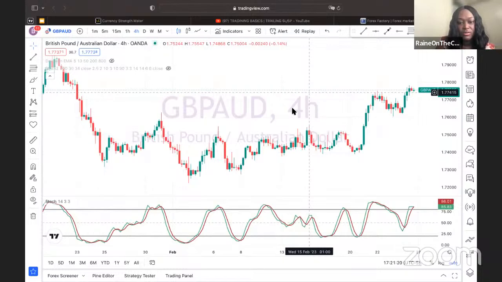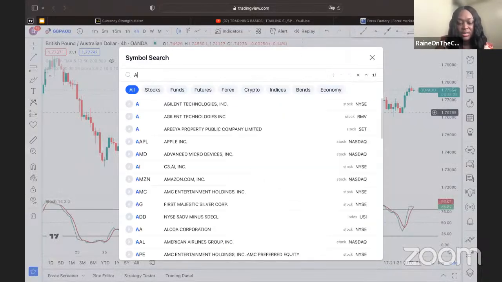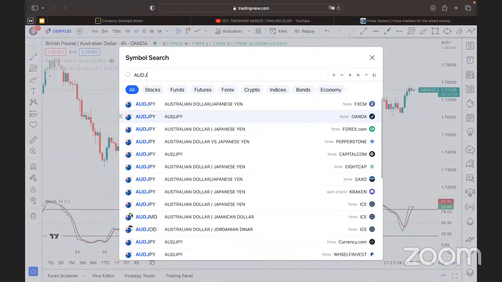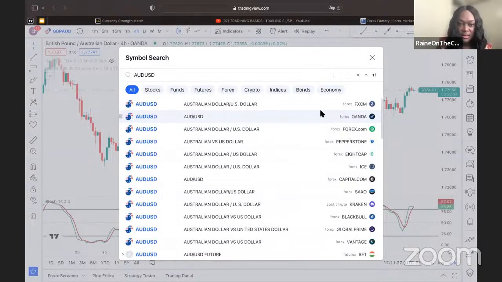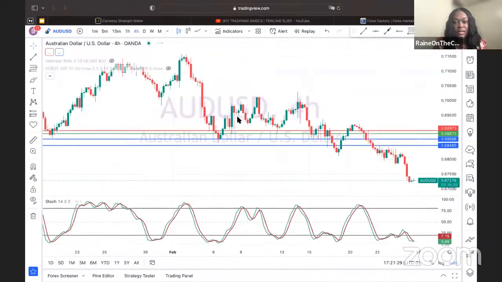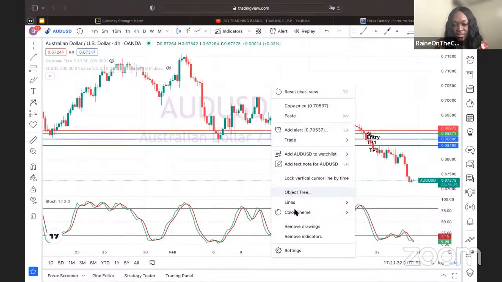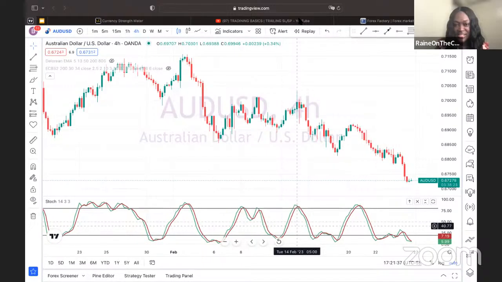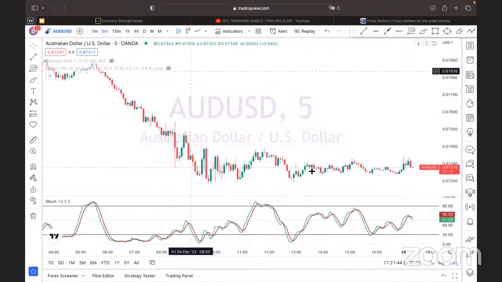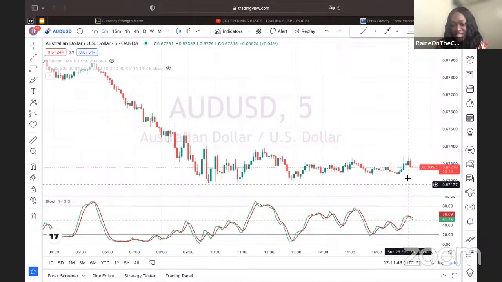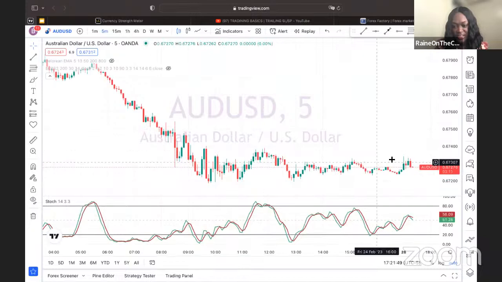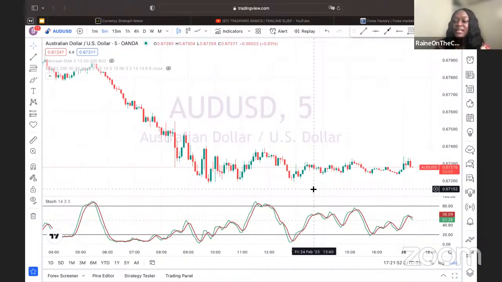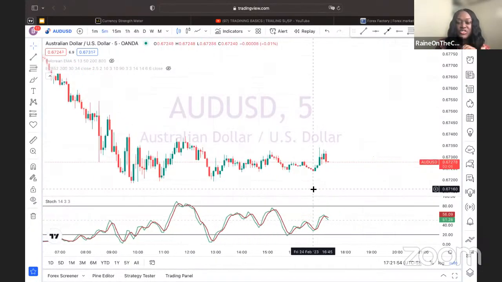So hold on, AUD USD. All right, let's delete what I had there before. And you see that it's going downwards, right? Let's see. It's more consolidating, actually. It's consolidating right now. But we're going to pretend that we had an entry.